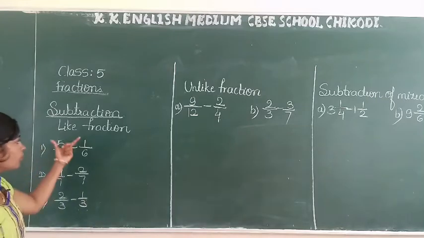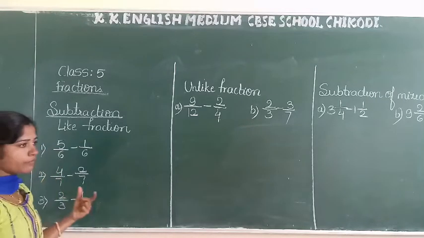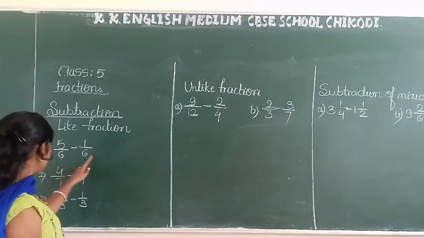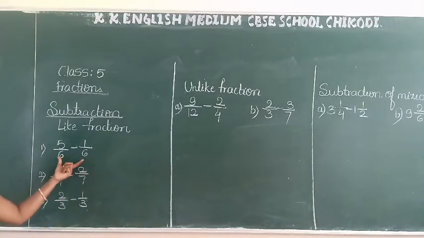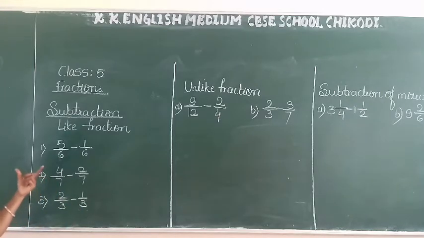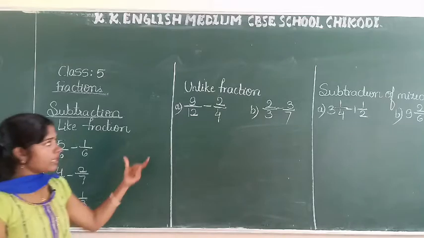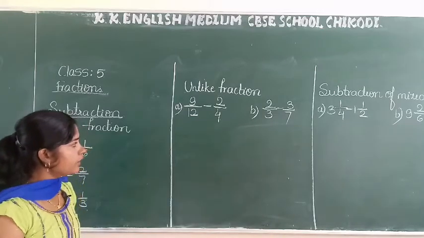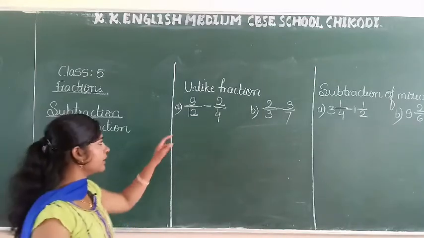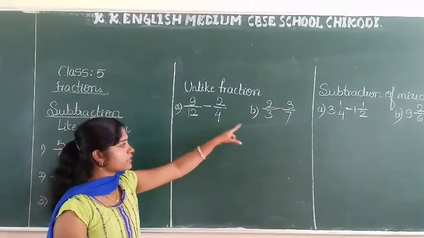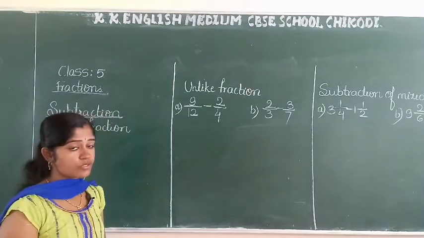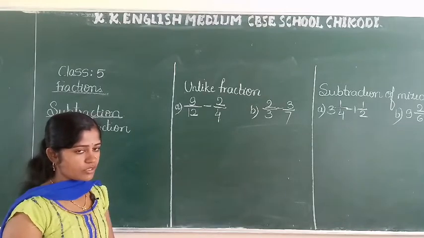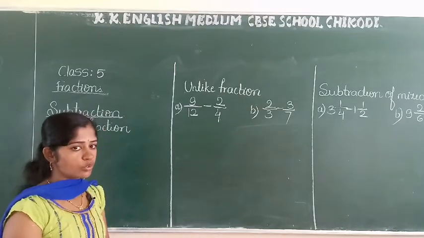Already you know what like fractions are: fractions having the same denominator. Let us see some examples. Fractions having the same denominator are called like fractions. Unlike fractions means fractions having different denominators. Here 12 is there and here 4 is there, there 3 is there and 7 is there. That kind of fractions we call unlike fractions. Already you know how to do this.